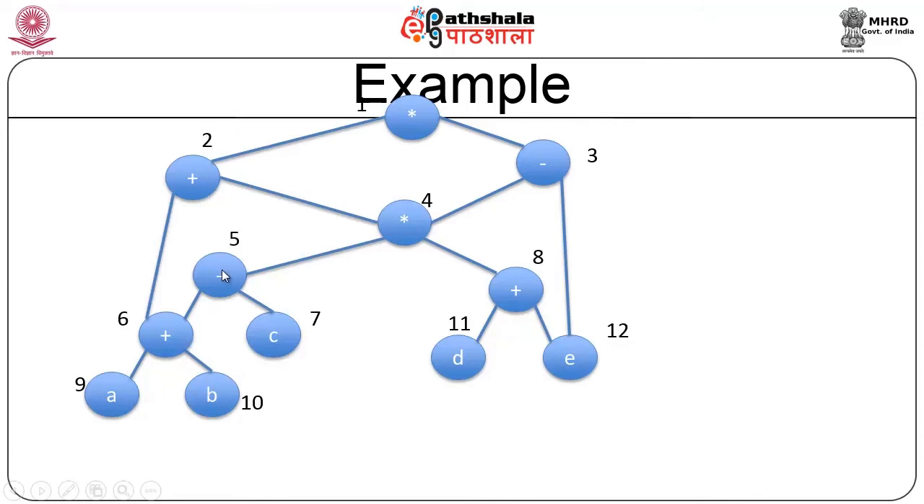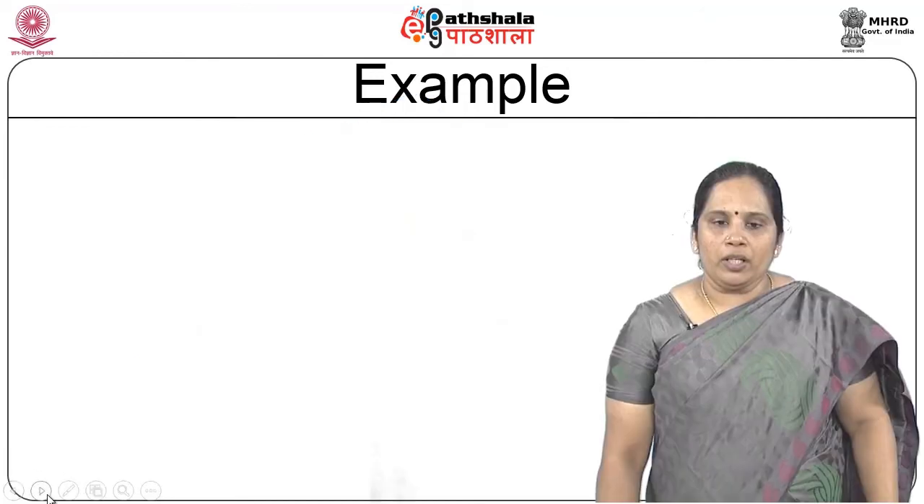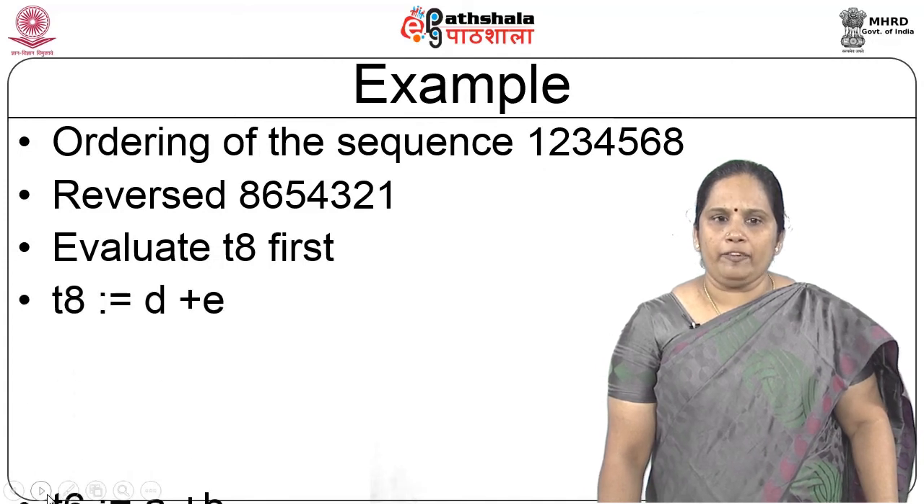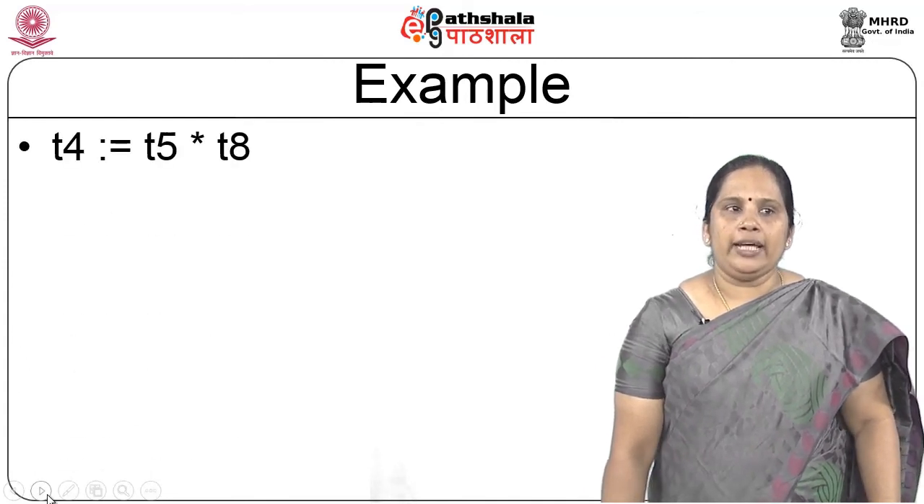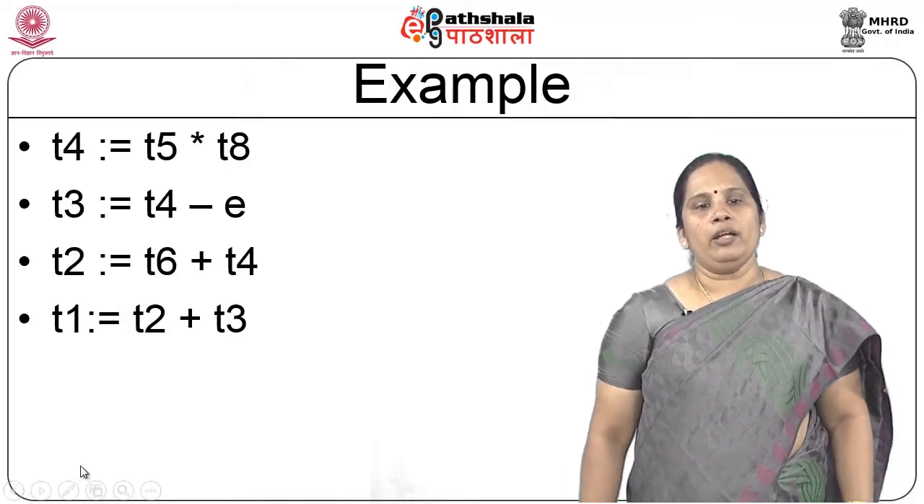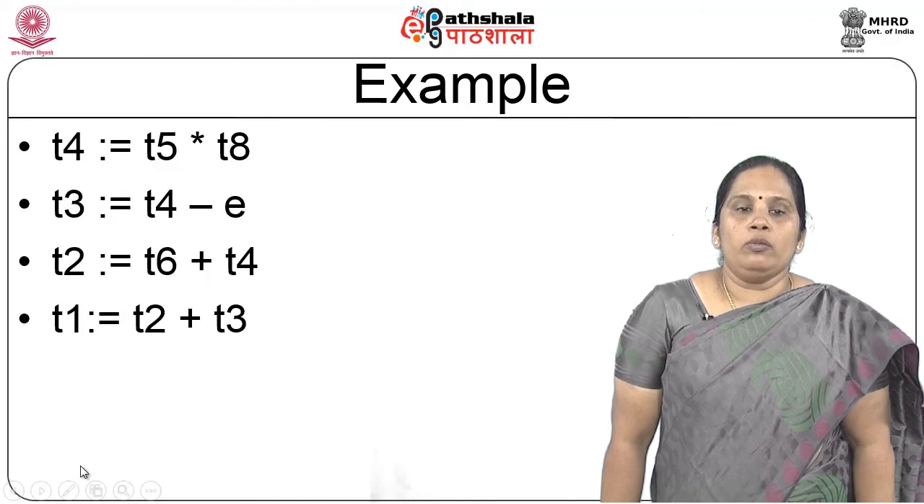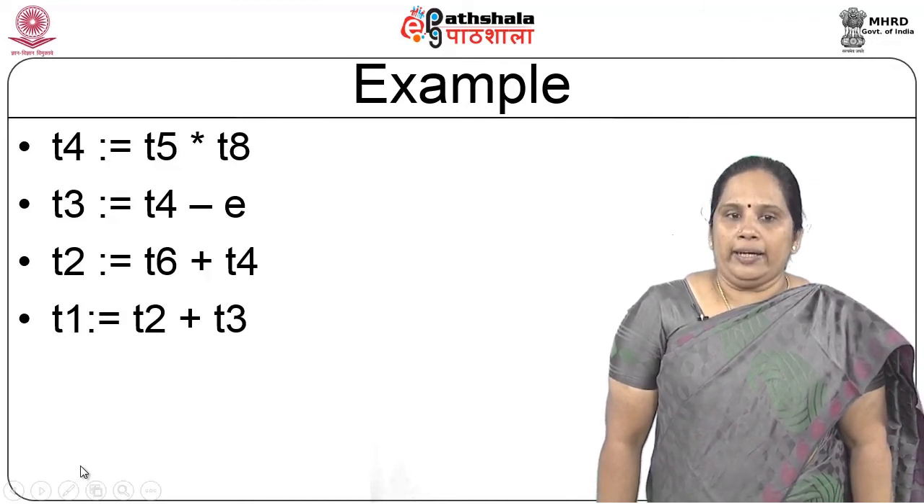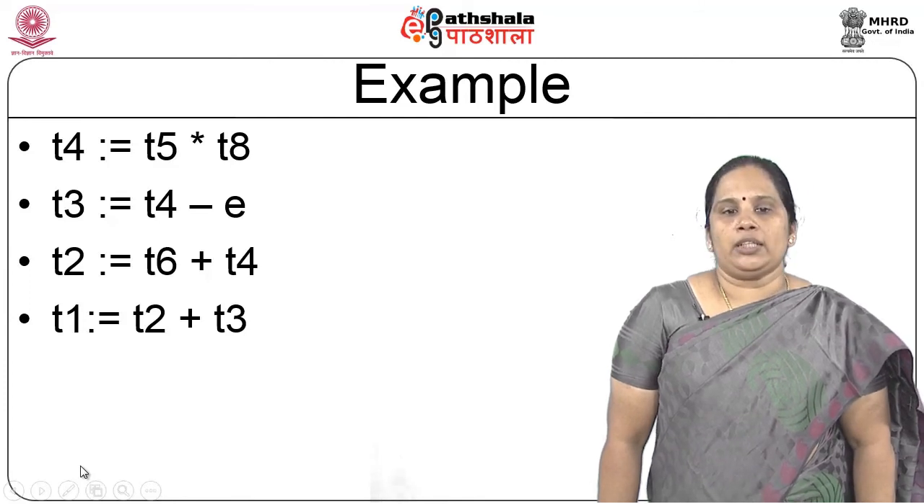Then I have to look at 5. T5 is equal to T6 minus C. Then I have to do T4. T4 is equal to T5 multiplied by T8. Then I have to look at 3. T3 is equal to T4 minus E, and then T2, which is T6 plus T4, and finally T1 is equal to T2 multiplied by T3. So that is what we are going to look at here. So evaluate T8 first, then T6, then T5, then T4, then T3, T2, T1, and that is going to be your ordering of sequence. After ordering, this sequence can be used for generating your final code in terms of move instructions and other stuff.